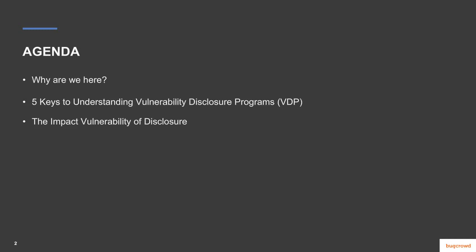So by way of agenda, we're going to go through a couple of things. Firstly, how did we get here? Why are we having this conversation? Then we'll jump straight into the 5 keys that we've laid out around understanding what a vulnerability disclosure program is and some ways to think about how to actually implement these types of programs. And in the back section, we're going to get the crystal ball out and talk a little bit about the future, how this is expected to play out over time in our minds, as well as a bit of a recap around some of the things that we've discussed on this webinar.